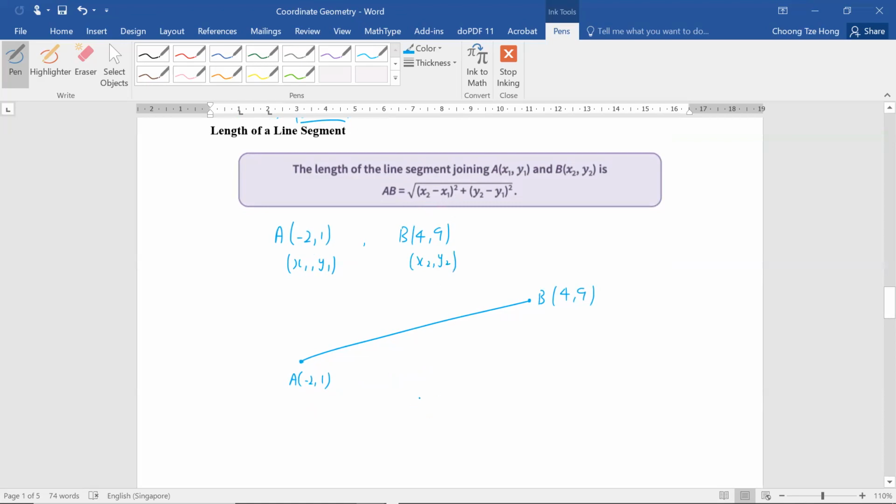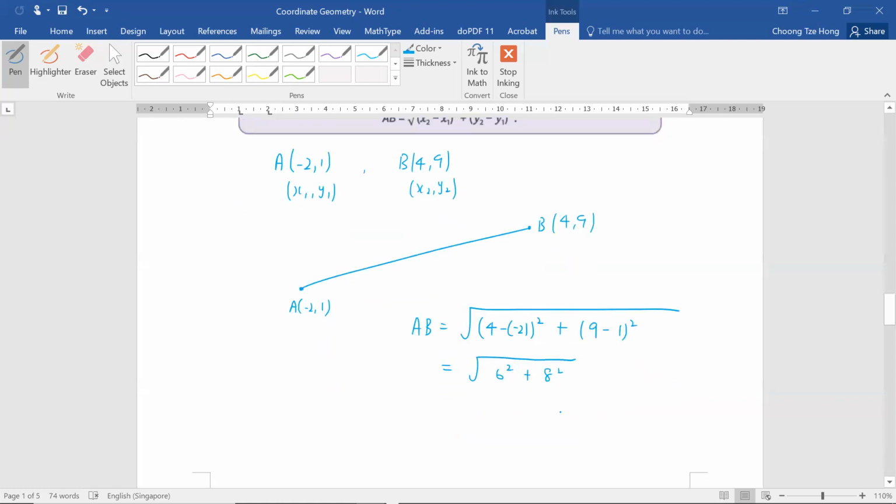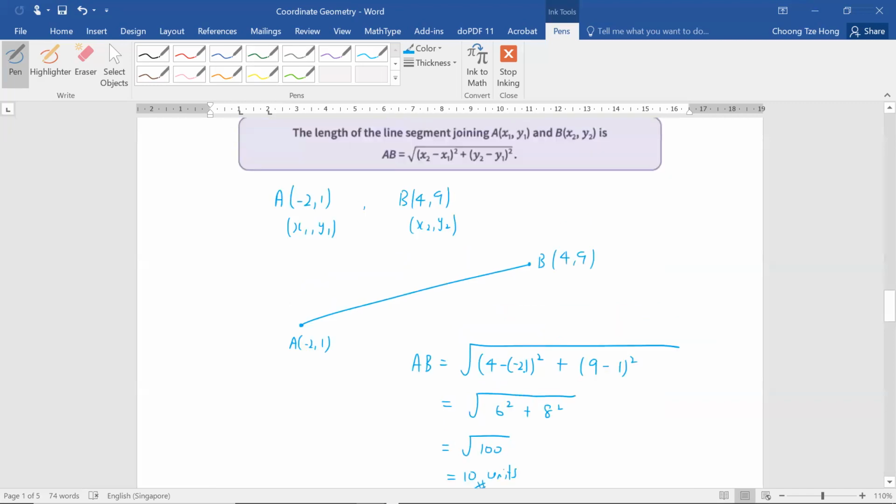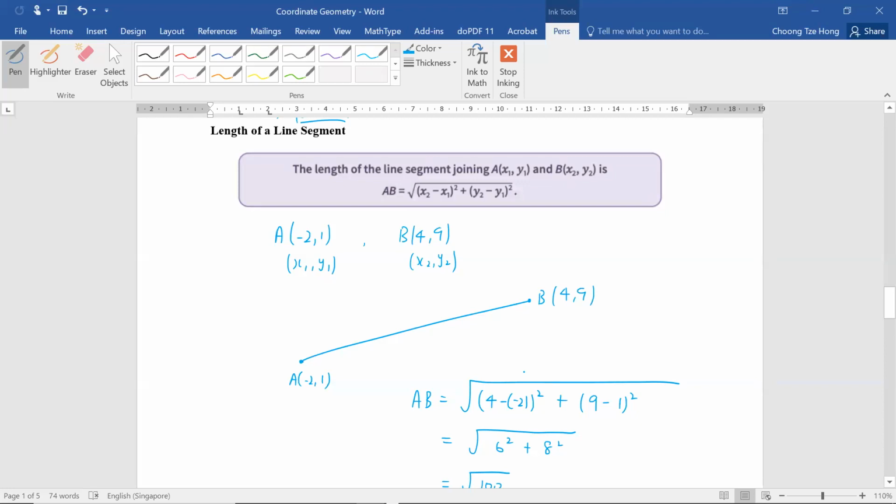The length of the line segment AB: x2 is 4, x1 is -2, so remember, be careful, 4 minus negative 2, and 9 minus 1, squared. So 4 plus 2 gives you 6, so you have 6 squared plus 8 squared. 6 squared is 36, 8 squared is 64, add together you get 100, so you will get 10 units. So this is the length of a line segment.